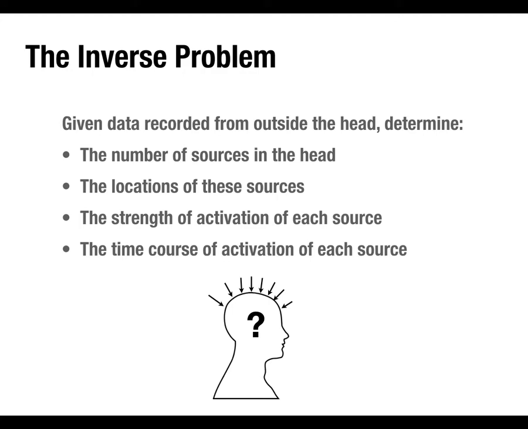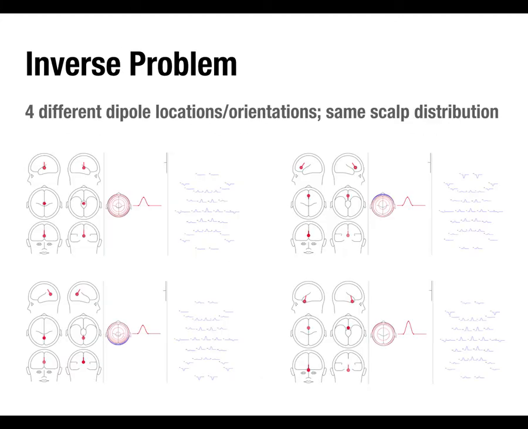So given this relatively limited sampling of the data, we have to figure out how many sources there are in the head, where they are, how strong each one is, and how its strength varies over time. And when I say locations, it's both location and the orientation of that dipole inside the head. So that's a lot to figure out, and basically there's an infinite number of distinct combinations of those four things that could generate exactly the same pattern of activity at the scalp. So it makes the problem hard.